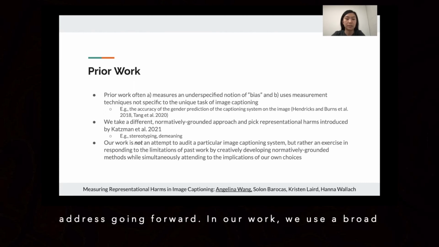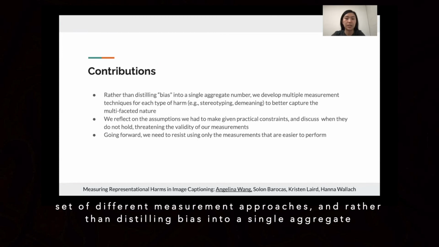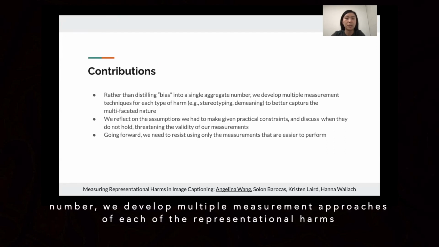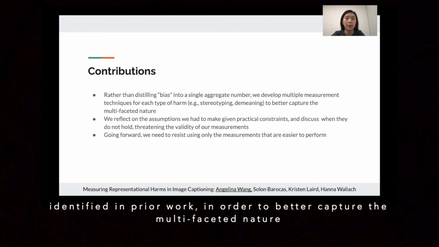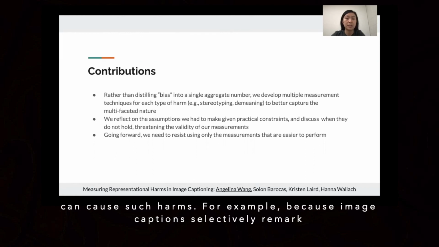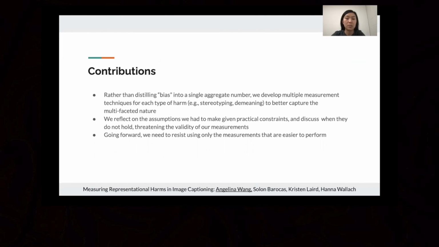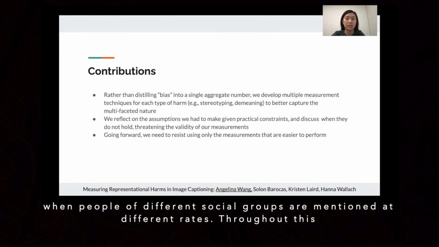In our work, we use a broad set of different measurement approaches, and rather than distilling bias into a single aggregate number, we develop multiple measurement approaches for each of the representational harms identified in prior work in order to better capture the multifaceted nature of each harm. We do so by targeting the unique ways in which image captioning can cause such harms. For example, because image captions selectively remark upon what is deemed important in an image, we consider it a demeaning harm when people of different social groups are mentioned at different rates.